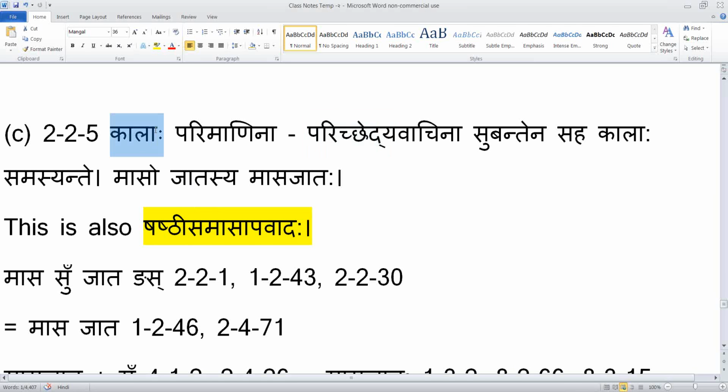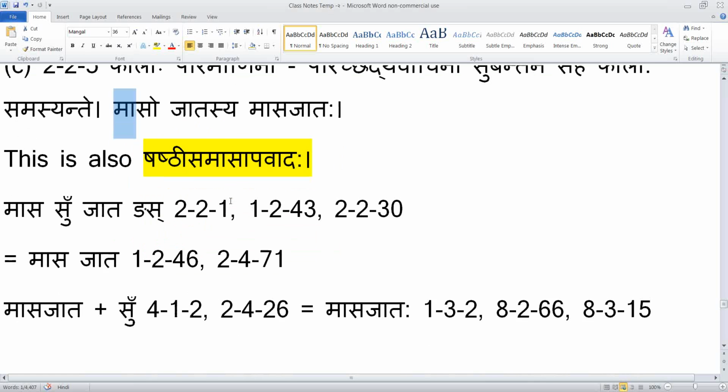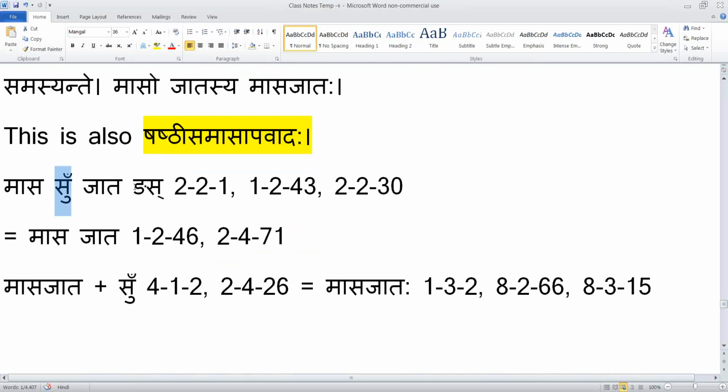So, kalaha is prathamanirdishtam. So, samasopajanam. If you just take jatasya masaha, then we should take shashthi tatpurusha, and it would have been a problem. Jata would have come first. That's why we need this sutram, which is that these units of time can compound with something which is being measured by the unit of time. So that they can compound. So, the prakriya is straightforward. Masa plus su, jata plus nyasa, as usual.